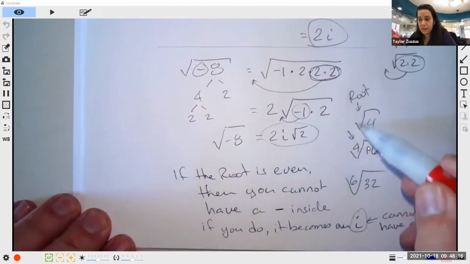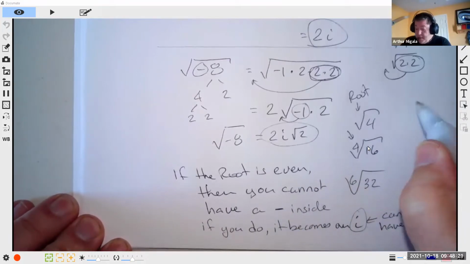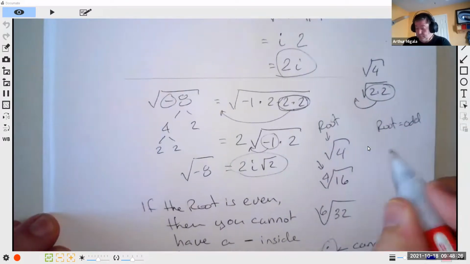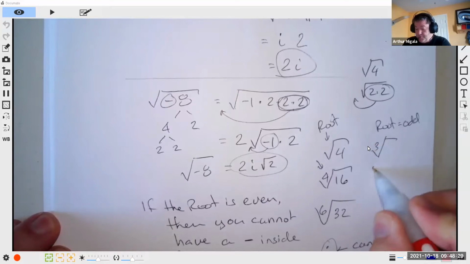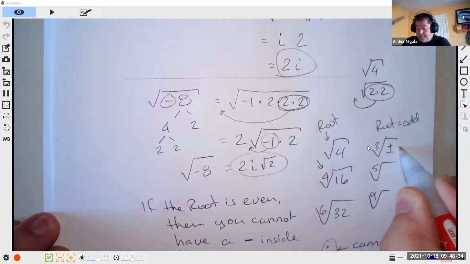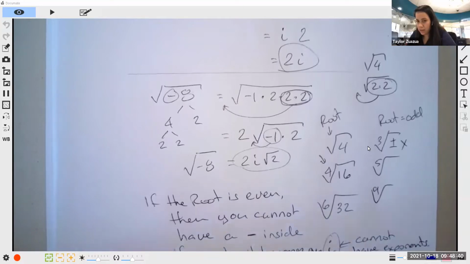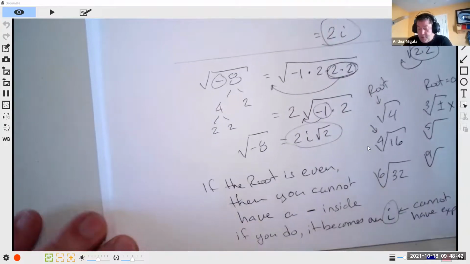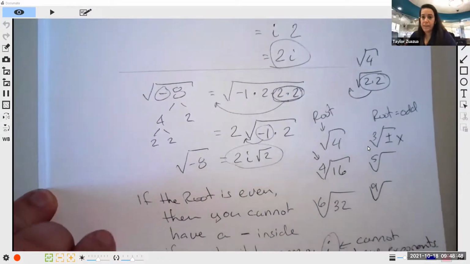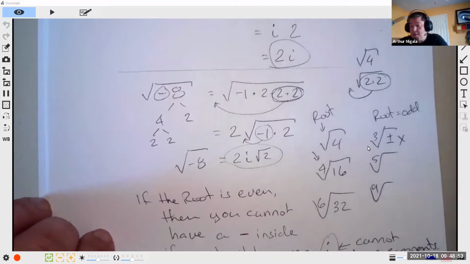So if the roots are even, you cannot have a negative number inside. If the root is odd, like the cube root, the fifth root, the ninth root, it can be positive or negative. The reason for this, let's look at it. Can you see that there? Yeah, I can see. Tell me when you're done. I'll go to the next page.